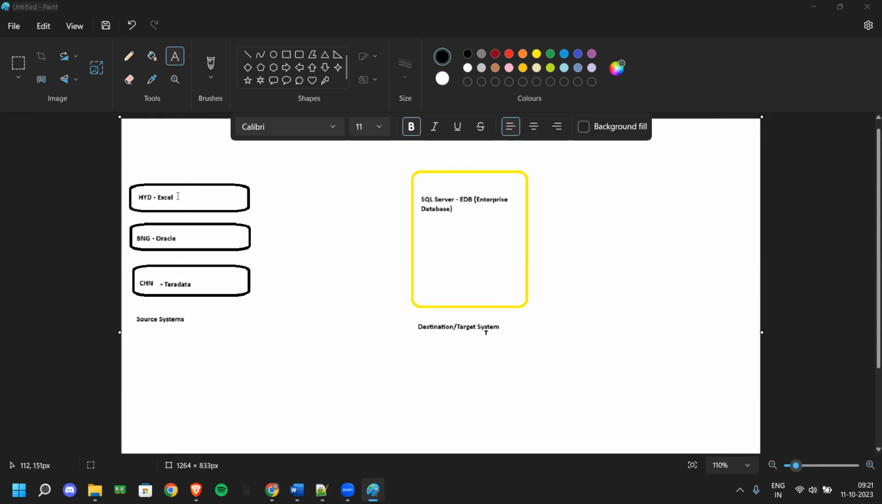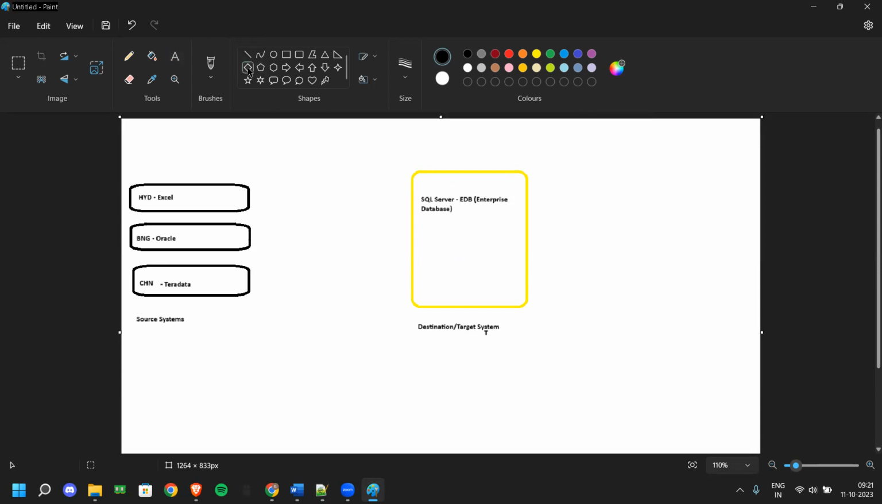Source 1 is in the form of Excel. Source 2, Oracle. Source 3, Teradata. But the destination is SQL Server. So you can't combine all three different systems into one system altogether. It's not at all possible. So that's the reason I would like to take the help of something called a staging area. What do you mean by that?